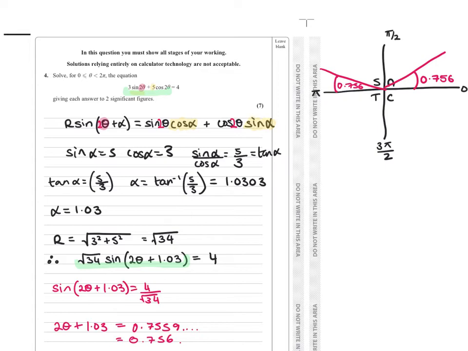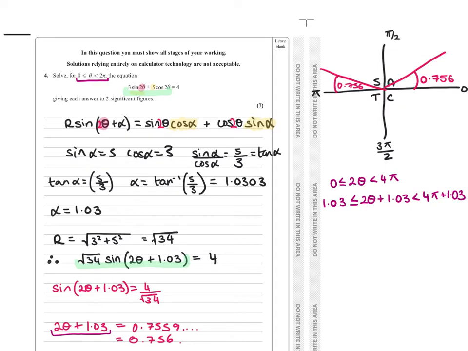Step 2, we need to adjust our interval because we actually have 2 theta plus 1.03. Here we've just got theta. How did we get from one to the other? Step 1, we multiplied everything by 2. So that means 0 is less than or equal to 2 theta is less than 4 pi. Then what did we do? We added 1.03. So that means 1.03 is less than or equal to 2 theta plus 1.03 is less than or equal to 4 pi plus 1.03.